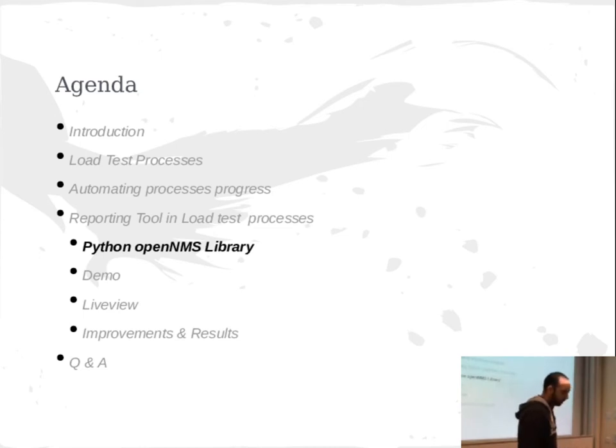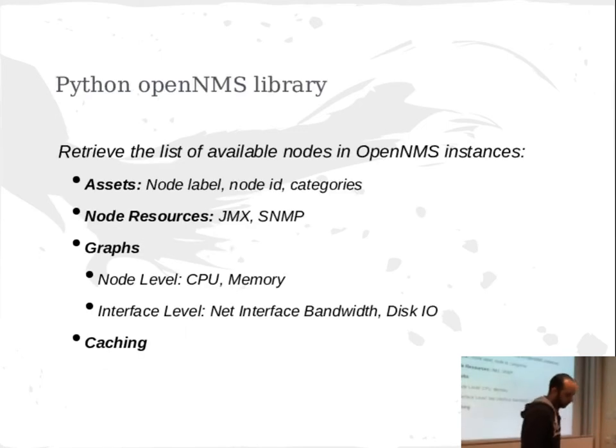Well, I'm going to talk a little about the Python OpenNMS library. It provides simple things like the node label, the node ID, or categories of the node, node resources like JMX or SNMP, information about graphs by node level or by interface level. It also provides a little cache. It's not used right now, but basically everything downloaded by the REST interface is downloaded into a temporary folder, so it doesn't have to request that information again from OpenNMS.